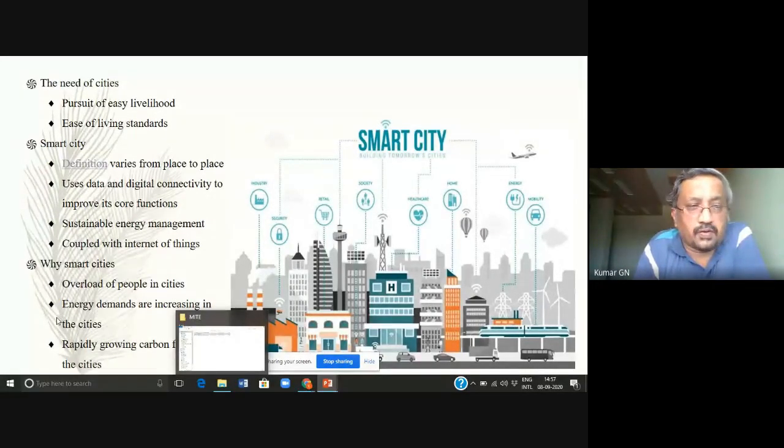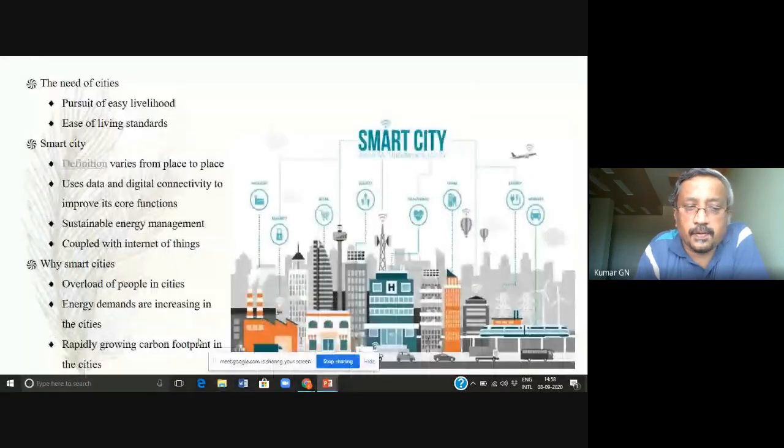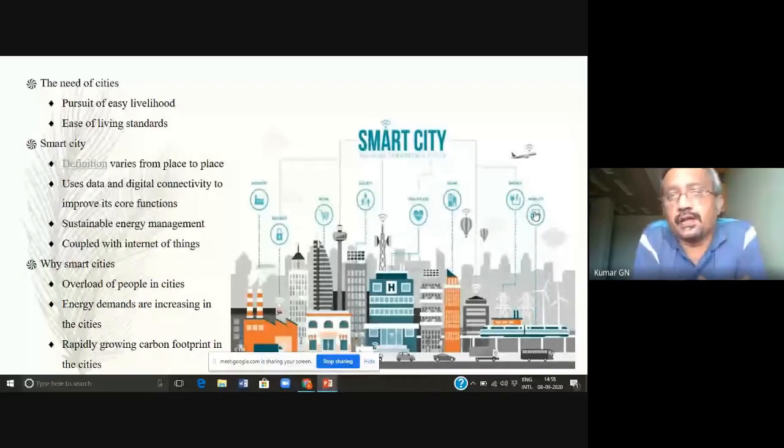And why smart cities? I already highlighted in the previous slide: because of population, because of energy demand, and because of the rapidly growing carbon footprint. When we use fossil fuels or any hydrocarbon fuel, carbon dioxide is released. So how to control this carbon dioxide is also one question. You can observe the picture: the smart city includes industry, security, retail, that is business, society, healthcare, home, energy, mobility.